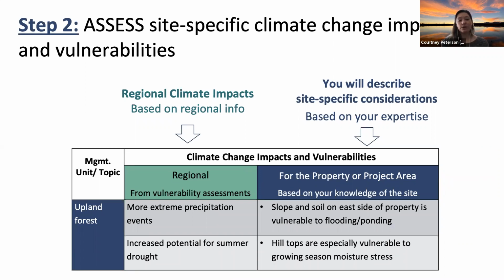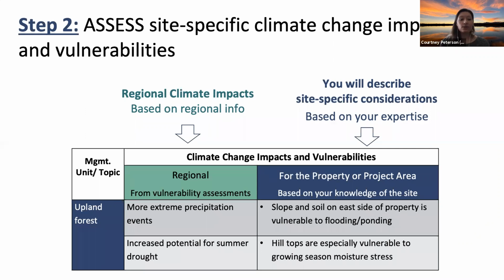And so say you're working in an upland forest and you know that there's going to be more extreme precipitation events and some of those more intense tropical storms. So based on your knowledge of where you work, you might say that the slope and soil on the east side of your property is really vulnerable to that flooding or ponding.